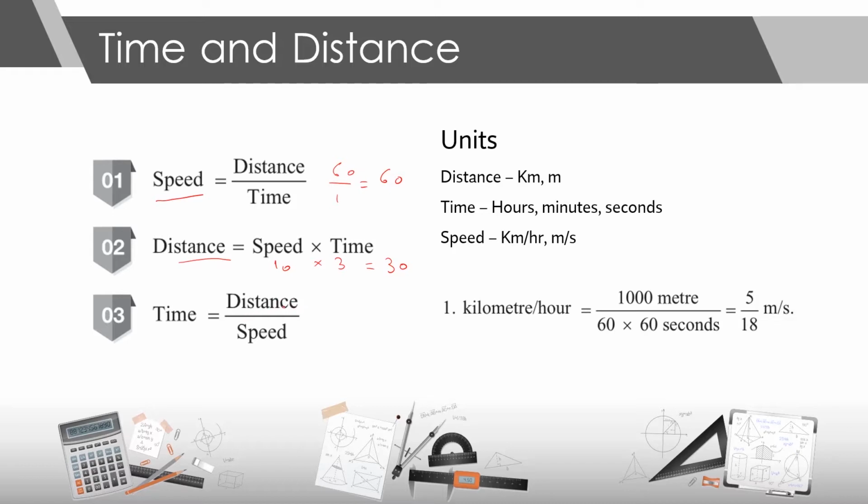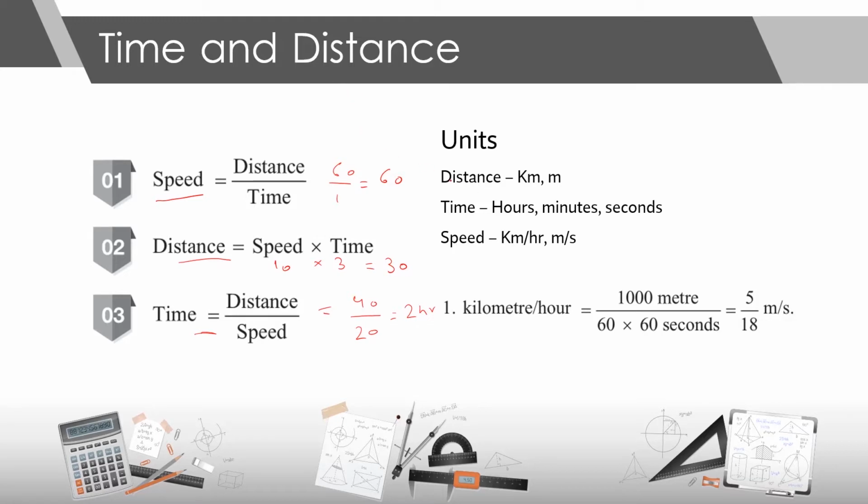Again, if we want to find out time and we know distance and speed, we can do that using this formula, time is equal to distance upon speed. So if the distance covered is 40 kilometers and the speed is 20 kilometer per hour, we will take 2 hours to cover this distance. So the formula is simple, speed is equal to distance upon time. If you know any two of these three things, you can find out the third thing.